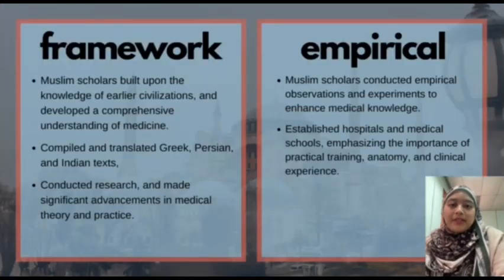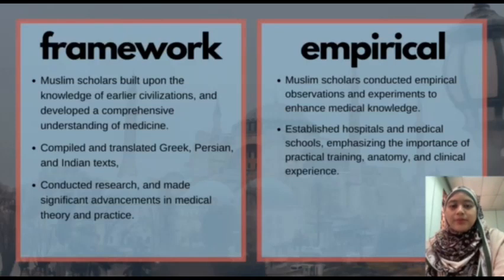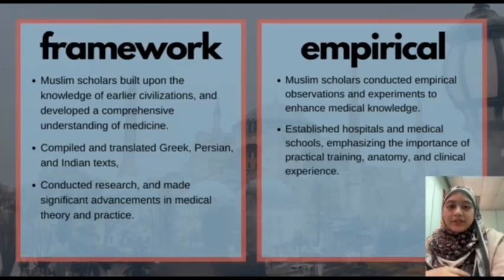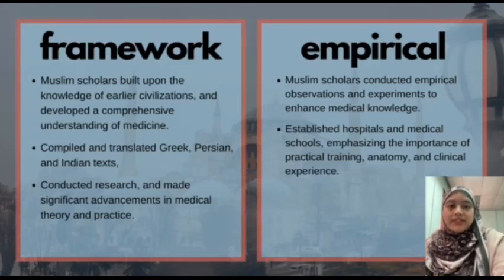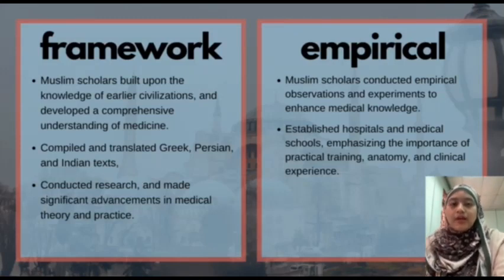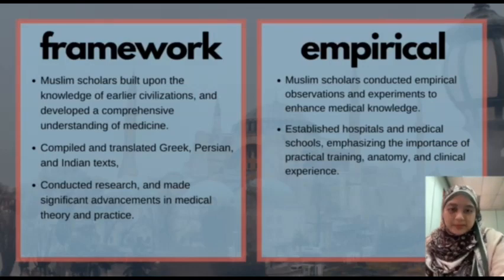For the framework of medicine and surgery development, Muslim scholars built upon the knowledge of early civilizations and developed a comprehensive understanding of medicine. They also compiled and translated Greek, Persian, and Indian texts, conducted research, and made significant advancement in medical theory and practice. Muslim scholars also conducted empirical observation and experiment to enhance medical knowledge. They also established hospitals and medical schools, emphasizing the importance of practical training, anatomy, and clinical experience.